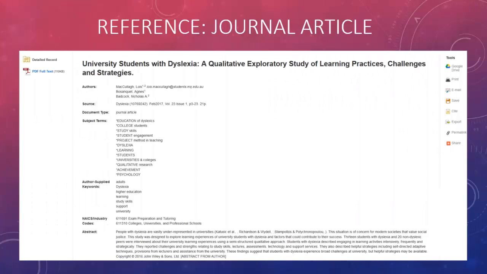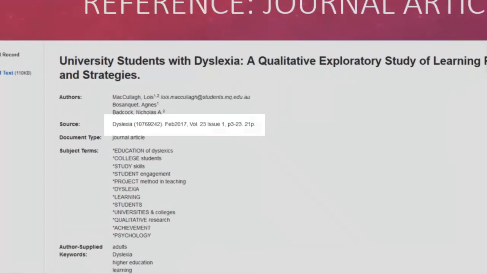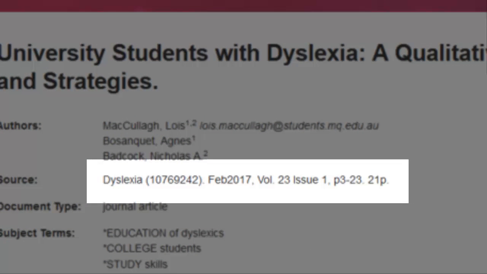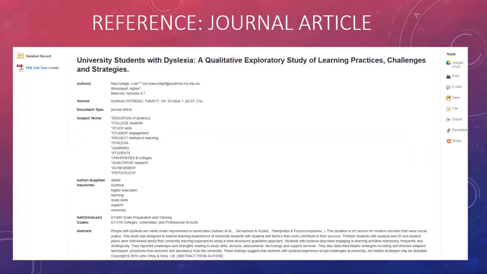Here is an example of an article found through a database. We can see the title of the article, the authors of the article, and the source information. This includes the name of the journal the article was published in, the date the article was published, and the volume, issue, and page numbers for the article.